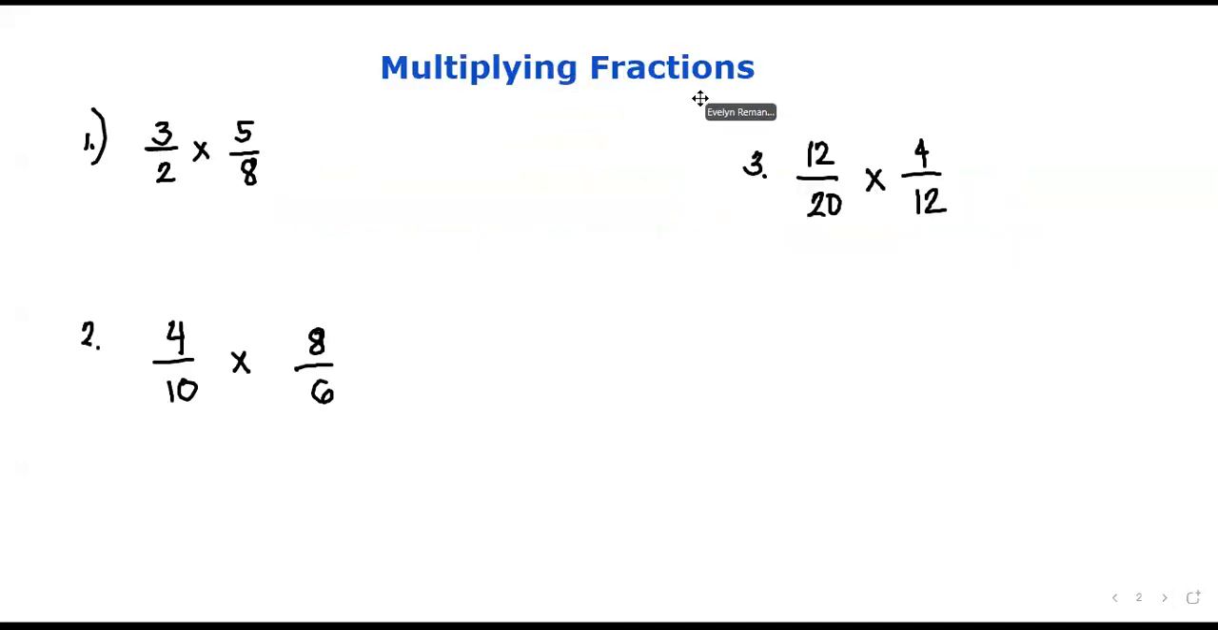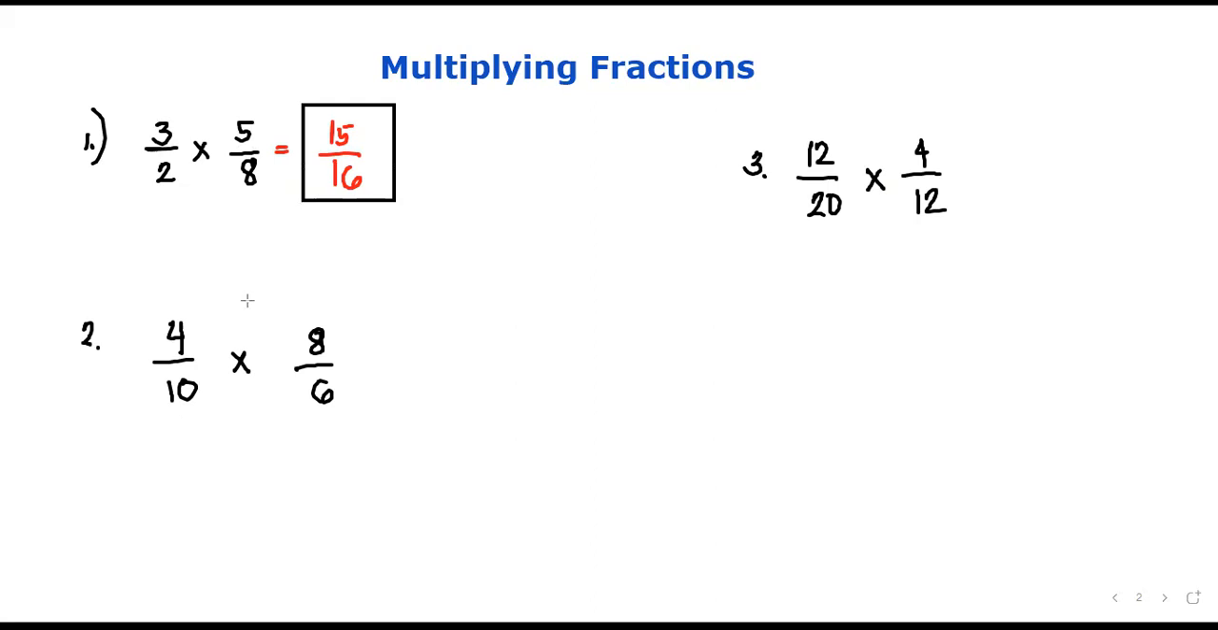For number one, we have 3 halves times 5/8. Again, all you have to do is multiply the numerators. So we have 3 times 5, which is 15, over 2 times 8, which is 16. Since 15/16 is already in simplified form, that's it. That's the product of the two given fractions. Don't forget to box your final answer.